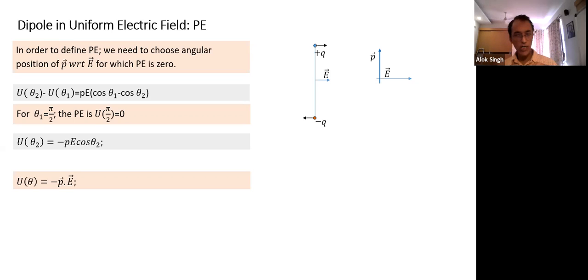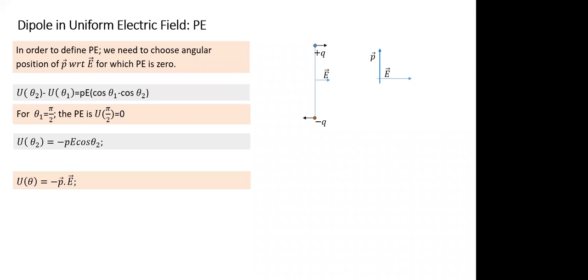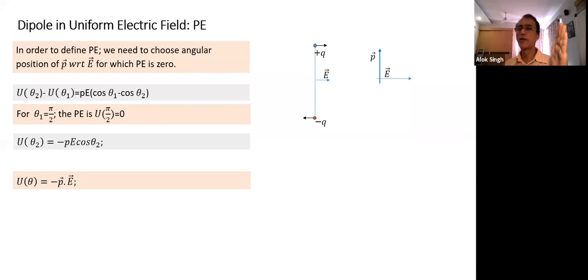Potential energy has no meaning by itself; change in potential energy is meaningful. So we take this as a reference point and take it as 0. Again, to repeat, what is the reason we took pi by 2 as the reference? So we arrive at a neat, simpler expression. Otherwise, the expression would have been more complicated. And minus P dot E is a pretty simple expression.